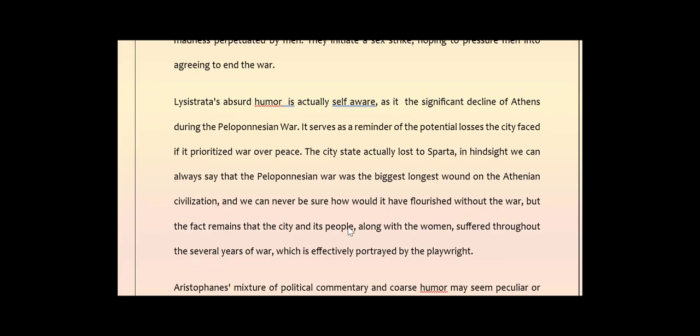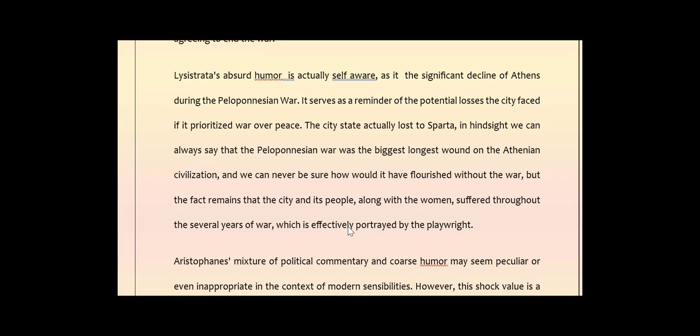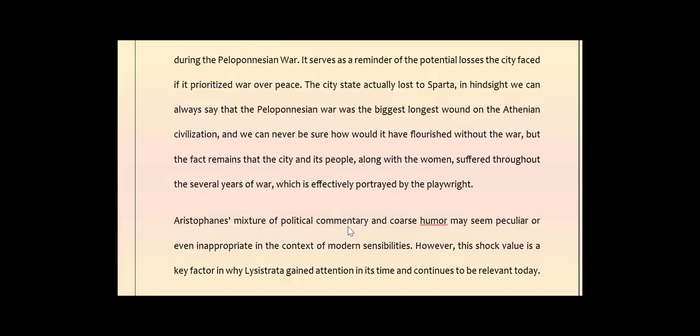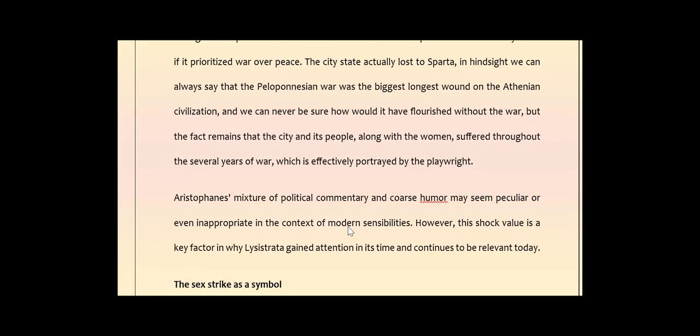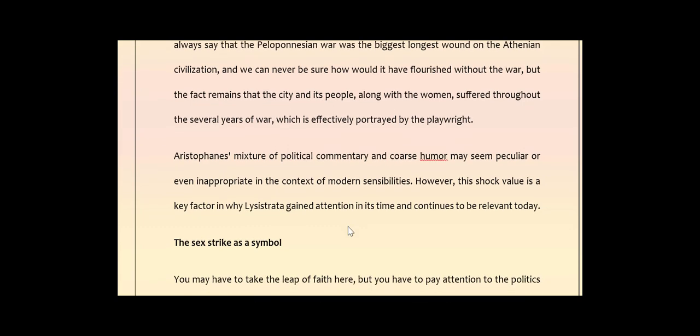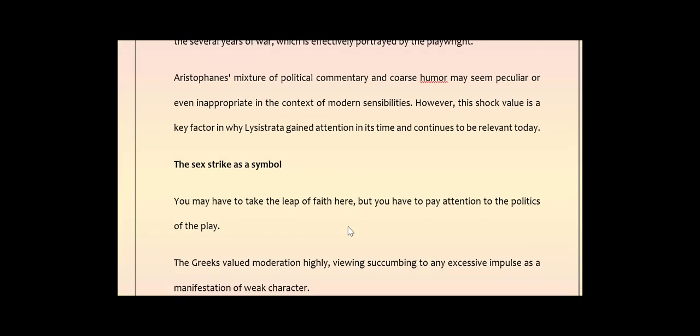And the city-state actually lost to Sparta. In hindsight, we can always say that Peloponnesian War was the greatest, longest wound on the Athenian civilization. One can never be sure how this city-state or this empire would have flourished without war. But the fact remains that the city and its people, along with its women, suffered a lot throughout the several years of war, which effectively is portrayed by the playwright. And finally, Aristophanes' mixture of political commentary and coarse humor may seem peculiar, even inappropriate in the context of modern sensibilities. However, this shock value is the key factor why Lysistrata gains so much attention.